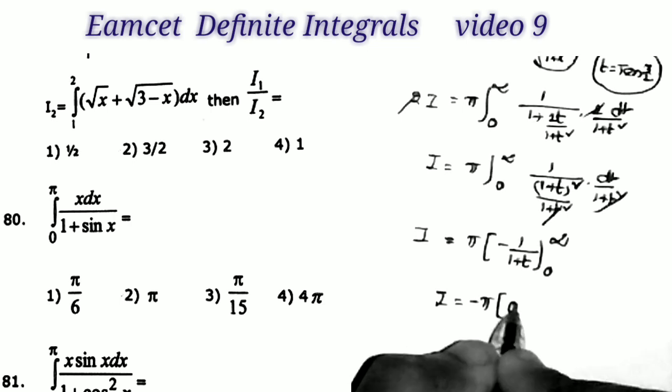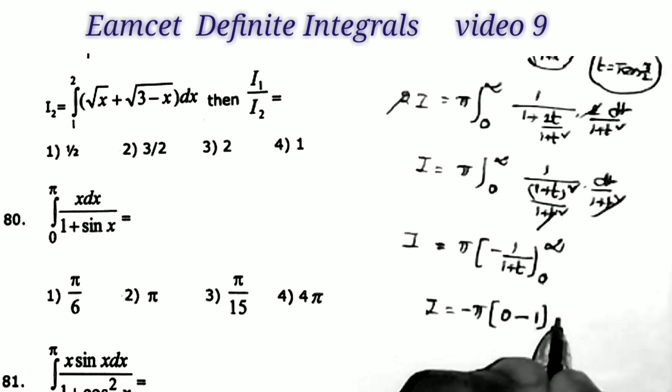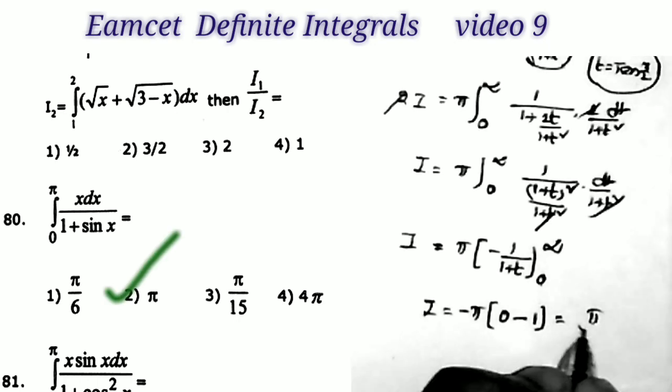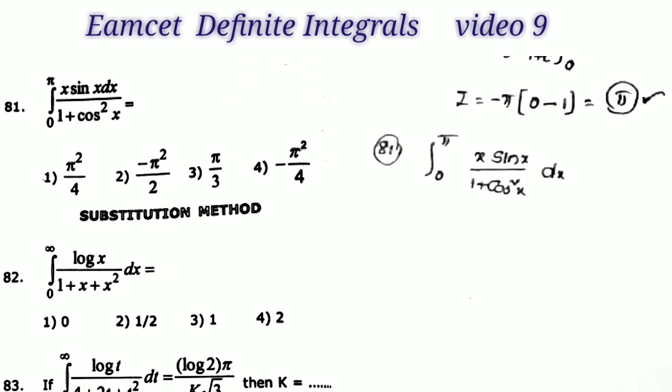1 by infinite is equal to 0 minus 1 by 1 plus 0, that is equal to 1. That is the value of I, which is equal to pi. That's all, and this is the second option. Very easy, just following the procedure. That's all. Next question, sum number 81.